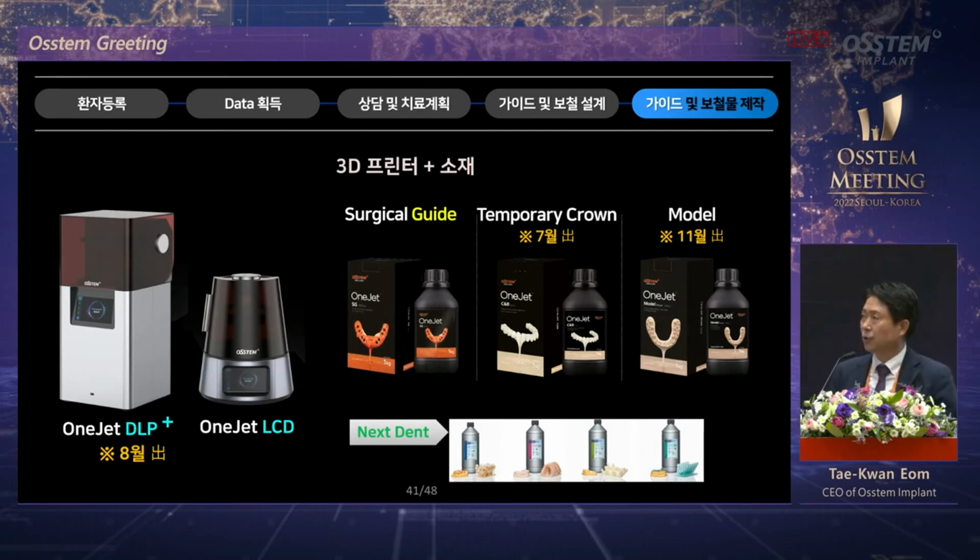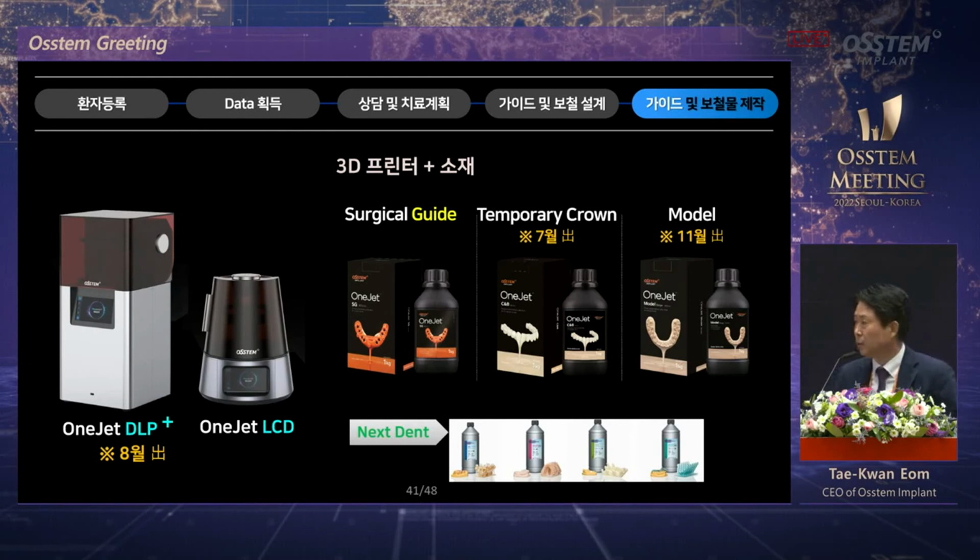Guide printer materials, DLP LCD printers are launched, and DLP Plus is made, scheduled to be launched in August. The precision is increased, and slicing software required some labor work, but it is more automated. The build plate can be attached and removed using magnetic. And materials is important.